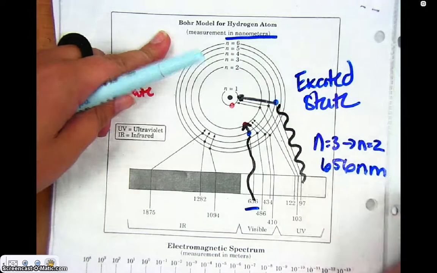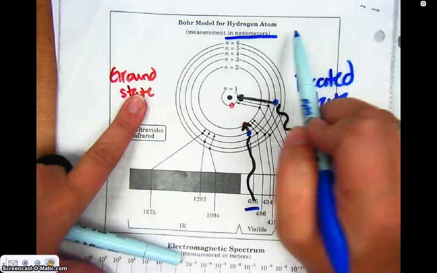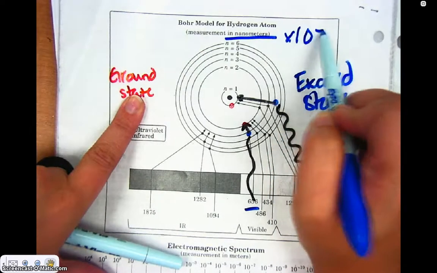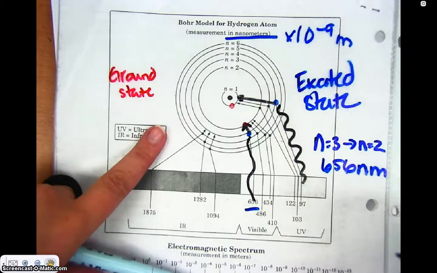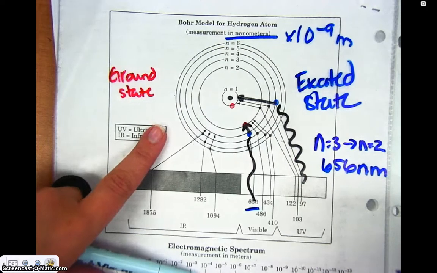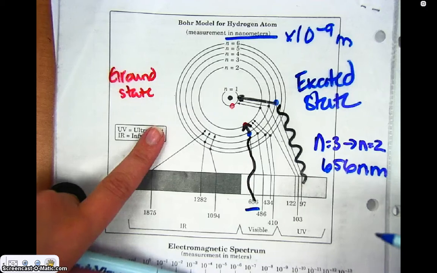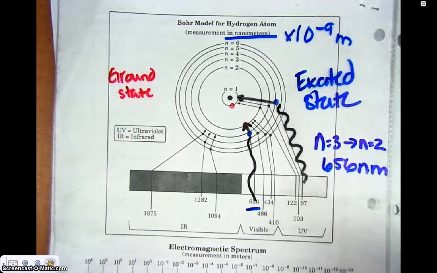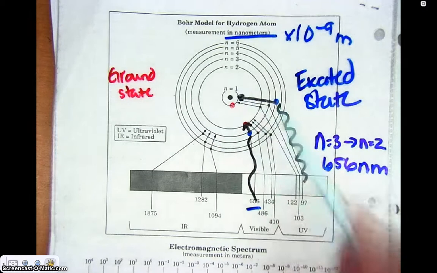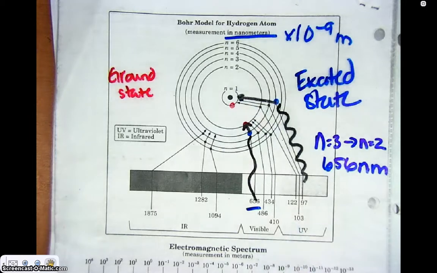So nano is a prefix. Nano means times 10 to the negative 9th meters. So just like kilo means times 10 to the 3rd meters, or milli means times 10 to the negative 6, nano is times 10 to the negative 9. It's really, really tiny. So it's 656 nanometers.